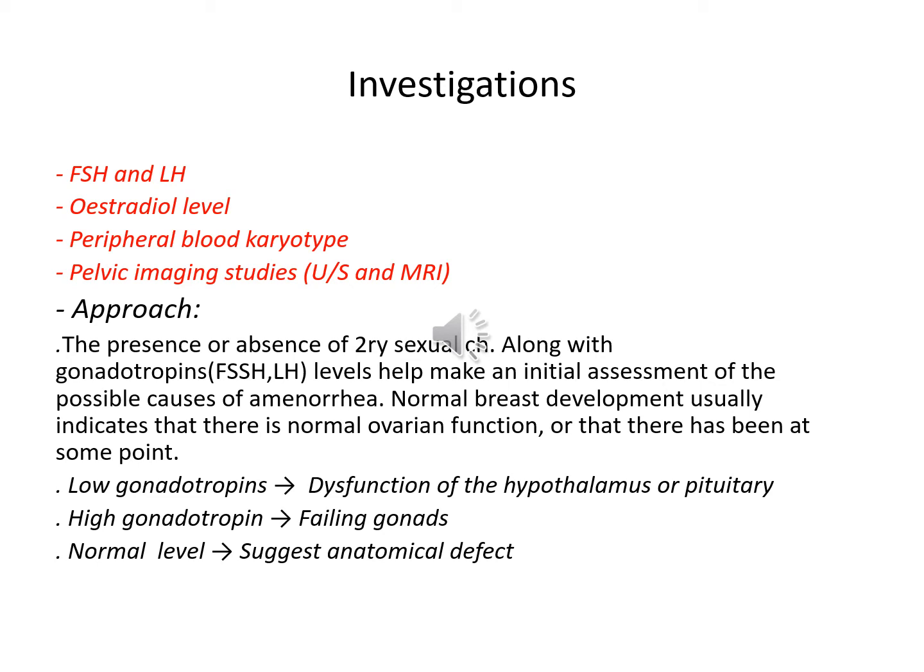Approach. The presence or absence of secondary sexual characteristics along with gonadotropins, FSH and LH levels, help make an initial assessment of the possible causes of amenorrhea. Normal breast development usually indicates that there is normal ovarian function, or that there has been at some point. So low gonadotropin, as I said, means a defect in the higher center, hypothalamic or pituitary failure or dysfunction, while high gonadotropins, high FSH and LH, mean gonadal failure. Normal FSH and LH, normal gonadotropin, usually means an anatomical disorder.